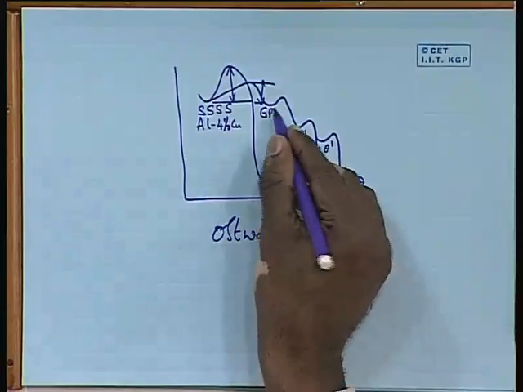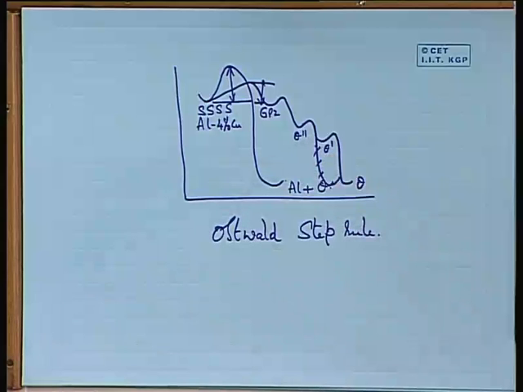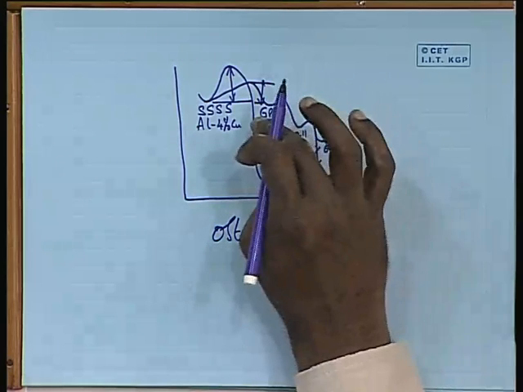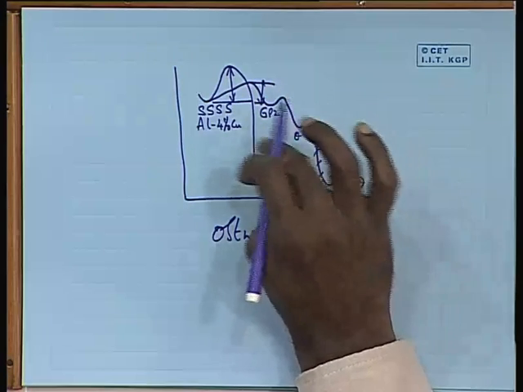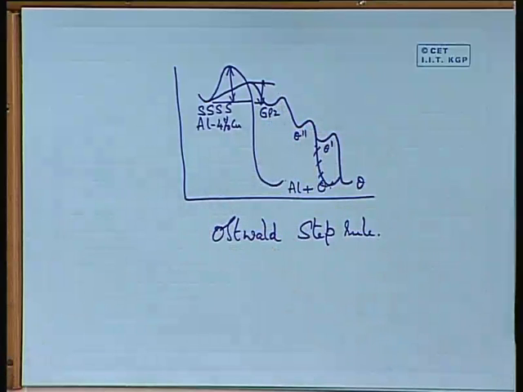And then from there to the next step, which is the theta double prime, again some change in the structure takes place towards the theta phase. And again, because now the transformation is not a large change but small incremental changes taking place at each step, the activation barrier is not going to be very large in each step, and that's why the transformation occurs like this.